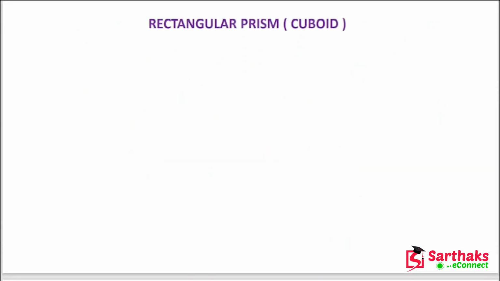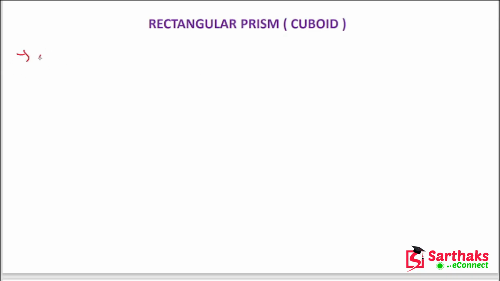Let us move on to the next type of prism, which is the rectangular prism. Now, a rectangular prism is nothing new, it is a cuboid only. You must imagine that a rectangular prism means the bases are rectangles and the faces are already rectangles. We have already discussed that the faces are rectangles in a right prism. The ends are also rectangles, so it would be a cuboid.